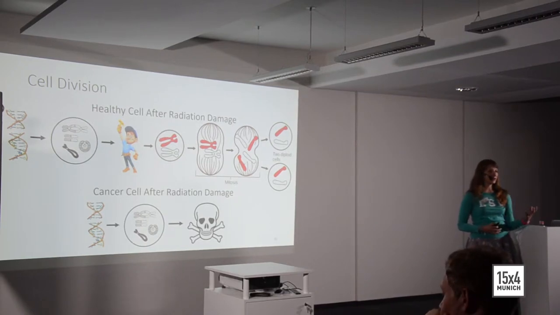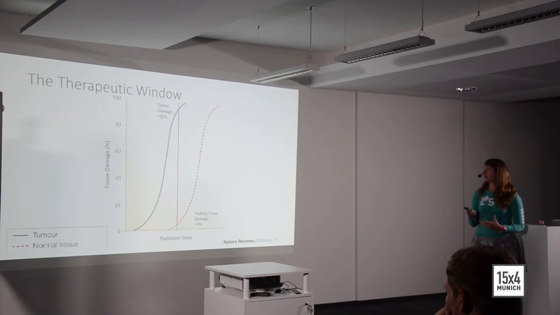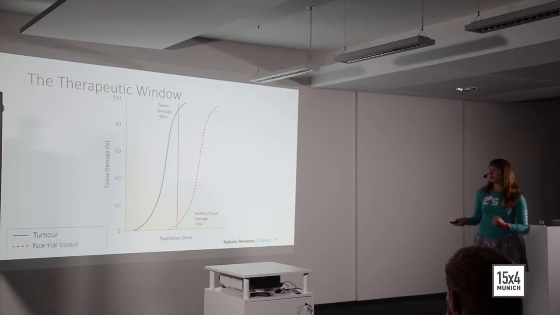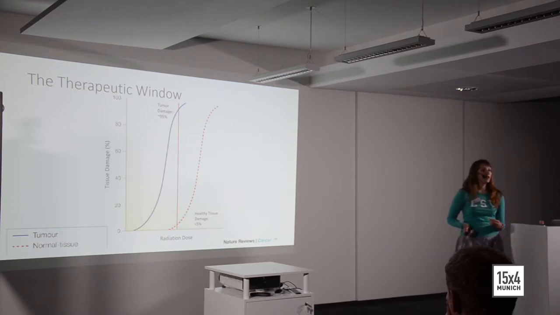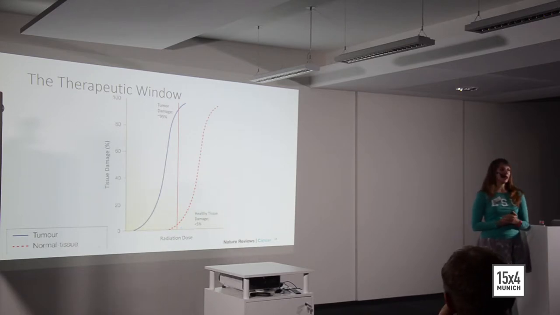It turns out that our healthy cells are actually less sensitive to radiation damage than the cancer cells. So if we look at a graph where on the x-axis we have the radiation dose, or how much radiation we've exposed to this tissue, on the y-axis we have how much damage we see in that tissue. We have this blue line, which is showing us the damage in a cancer, and this red line is showing us the damage in a healthy tissue. And you can see that for the same dose level, we can achieve a lot of damage in the cancer for only very little damage in the healthy tissue. And this is actually how we can also target cancer almost on a cellular level using radiation.